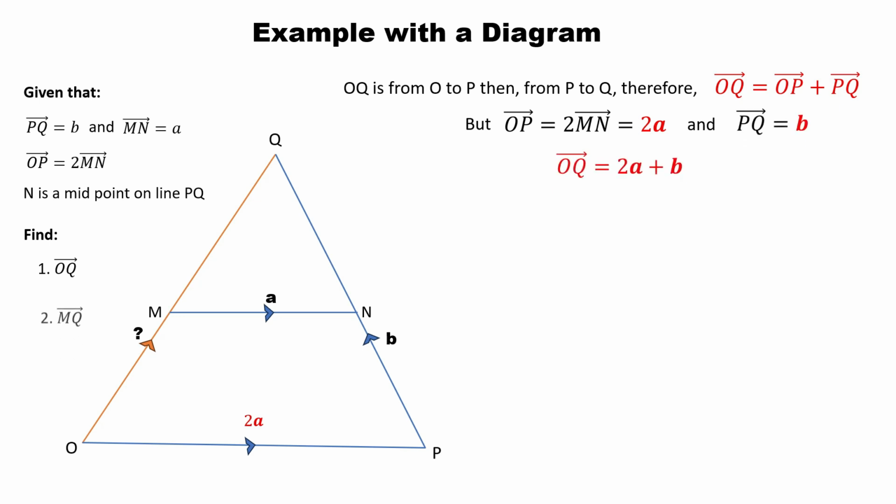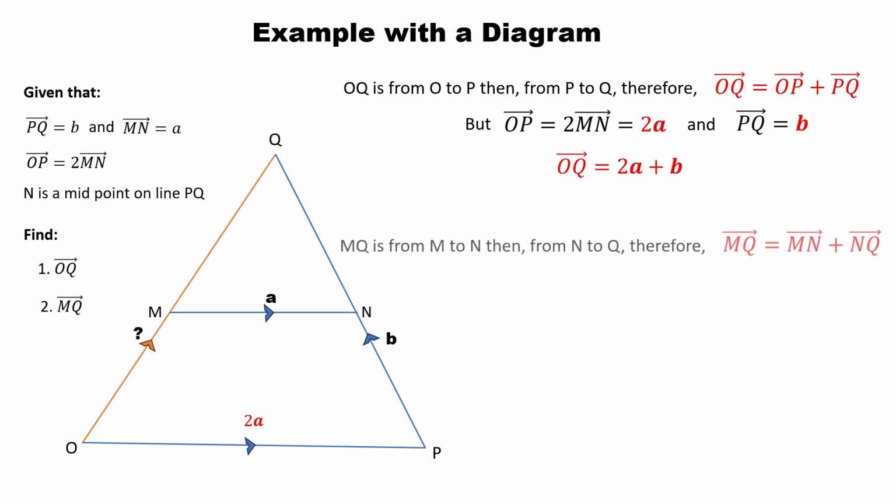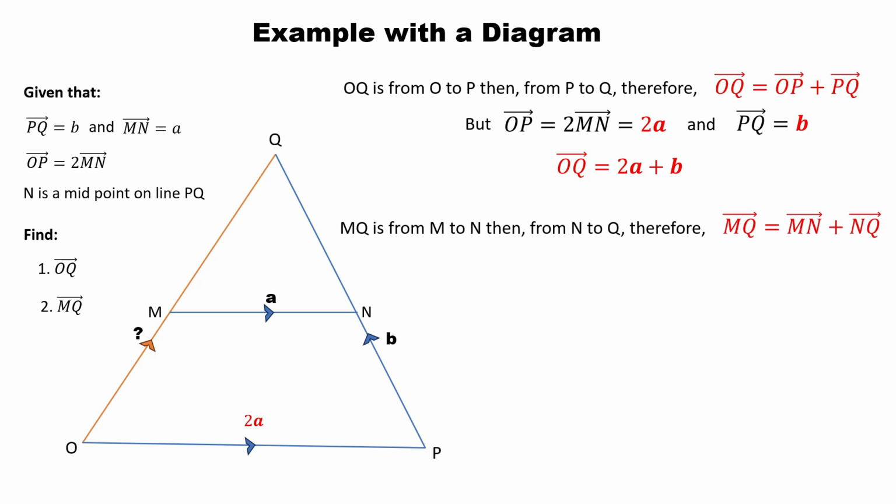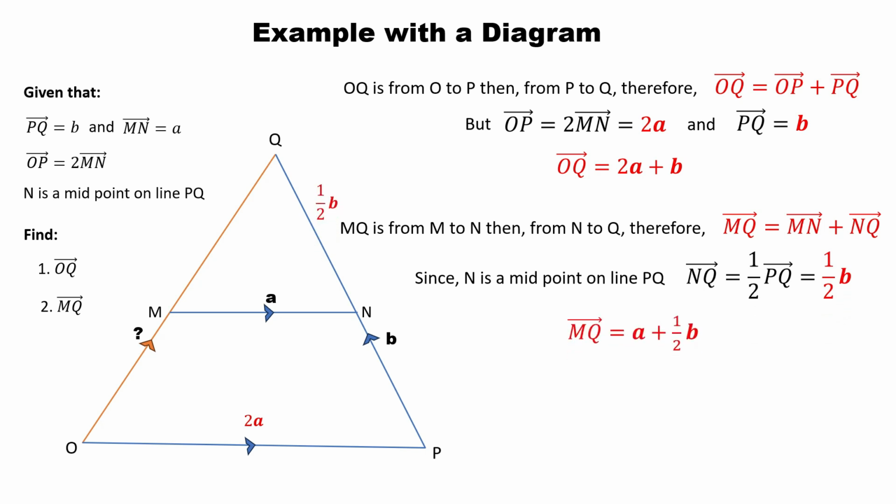Now our second requirement is to find the value of the vector MQ. So from M we go to N, thus MN. Then from N, we go to Q, thus NQ. Hence MQ equals MN plus NQ. But we have been told that N is a midpoint, so NQ is half of PQ. Therefore, NQ is half B, since we already know that MN equals A. Therefore, MQ equals A plus half B.